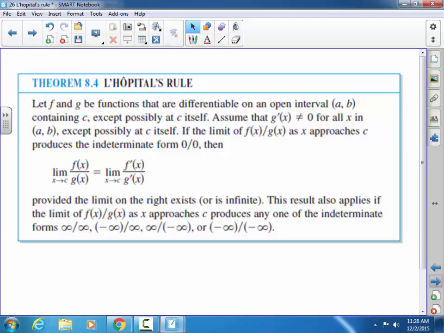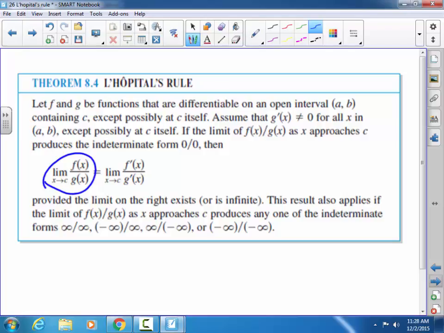I understand the numerator, but what's the denominator? The bottom one. So isn't it just the derivative of the original on top and bottom? Yes. L'Hôpital's rule says if you've got a function on the top and a function on the bottom, a fraction, and we get the indeterminate form 0 over 0, then you can take the derivative of the numerator and the derivative of the denominator, take that limit, and you'll have the same answer.